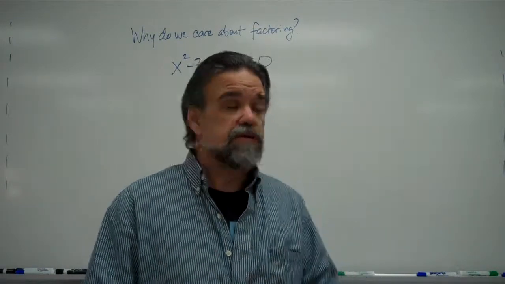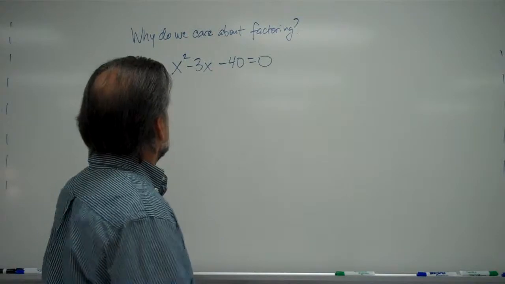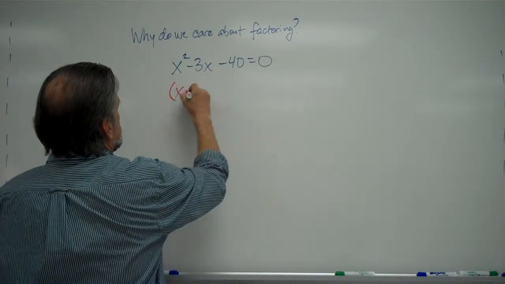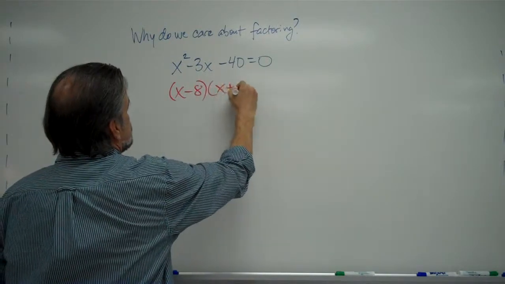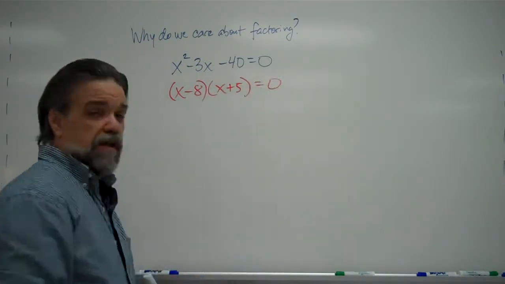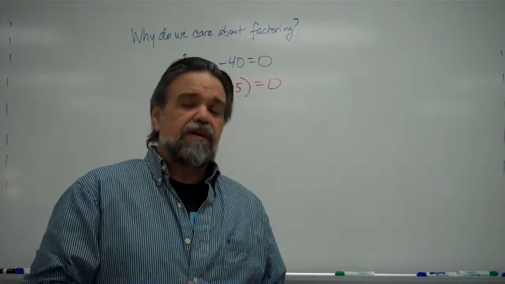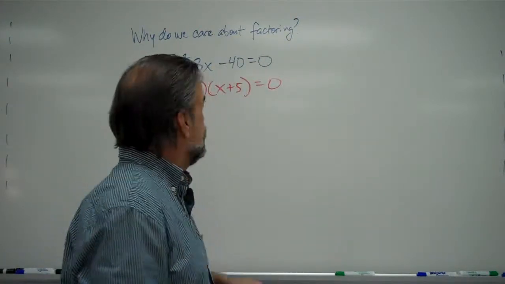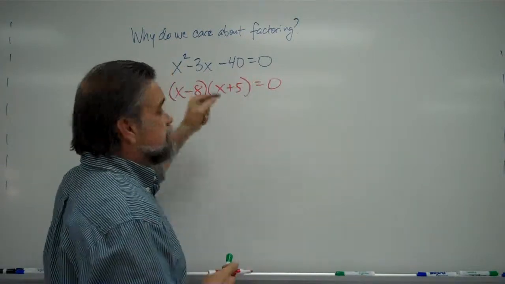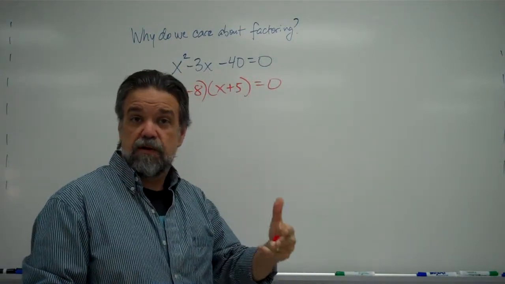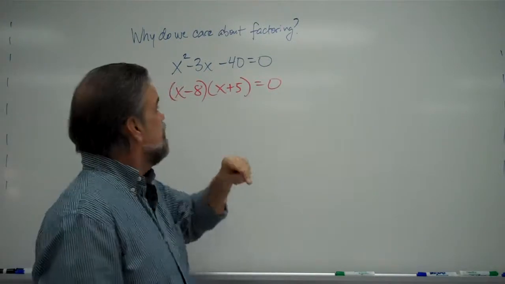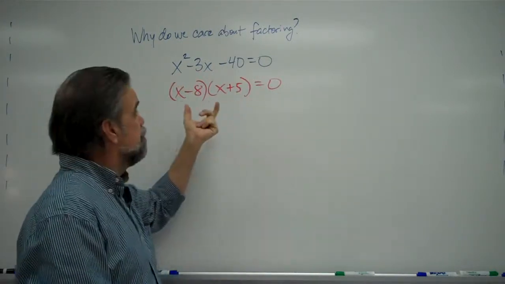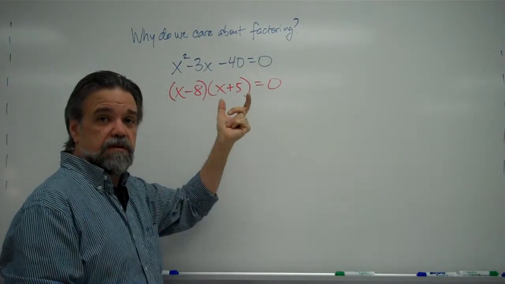Well, the first thing I would do is I would factor it, okay? So if I'm factoring this, I'm going to say, well, this is going to be x minus 8 times x plus 5 equals 0. How did you do that, you say? Well, I'll show you in just a second, okay? But for now, what I want to point out is, look, I've taken this quadratic function, this polynomial, and we'll talk more about what those are in the future, but I've taken this function here and I've turned it into a product. I've turned it into something times something else.